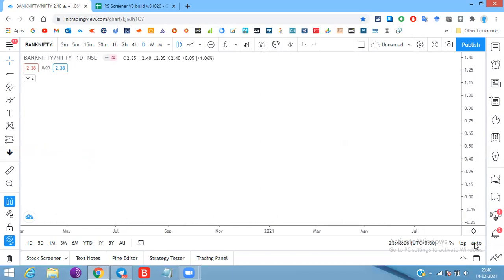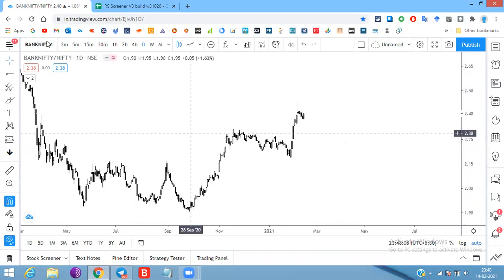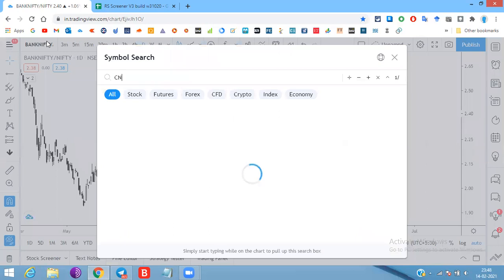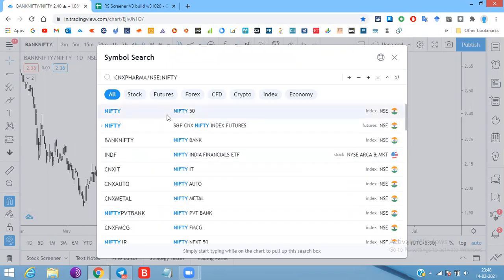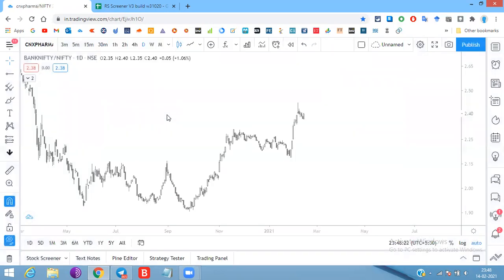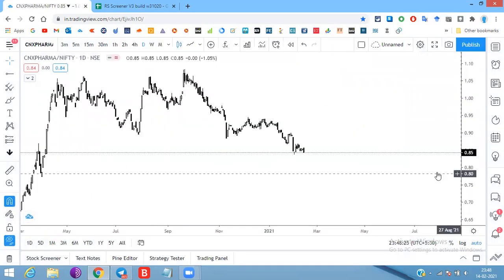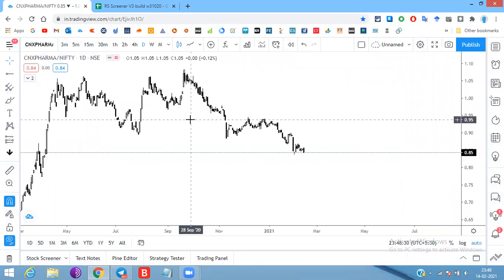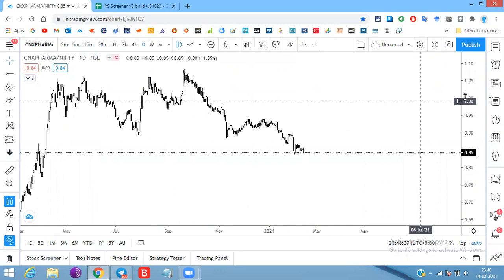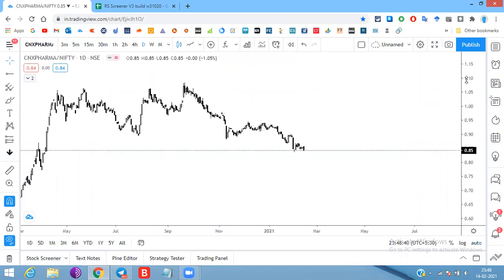So let us take Nifty Pharma. I guess Nifty Pharma would be CNX Pharma divided by Nifty 50. Select that and enter that. Okay. So right now the Nifty Pharma is outperforming the Nifty, but it is in a downward position. So we can also say that it is in an underperforming stage only. Okay. So this is the zero line.